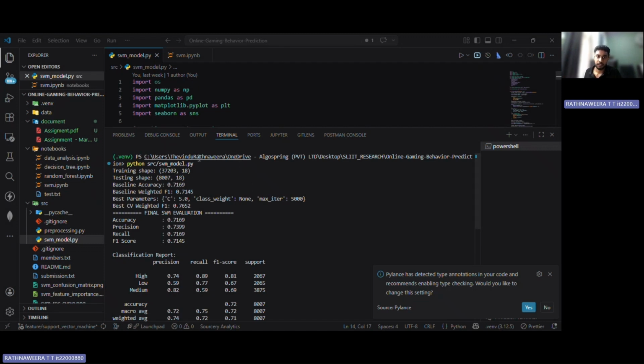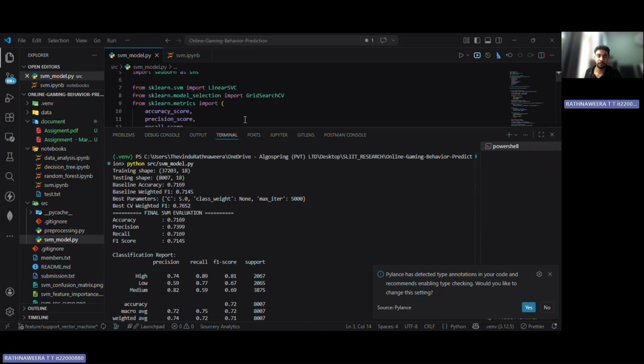You can see the screen. Also, I used scaled SVM by importing LinearSVC. You can see the code.